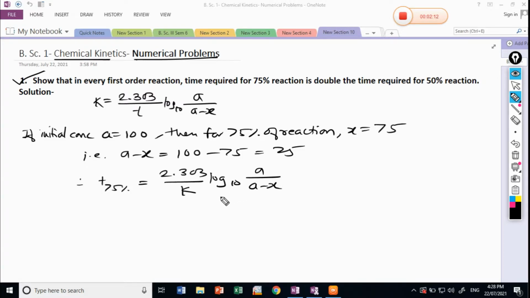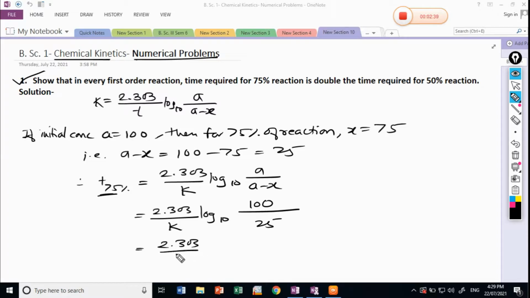Now we have to put the values. We have to calculate t 75%, k remains as it is. So log to the base 10, a is 100, a minus x is 25. So 2.303 upon k log to the base 10, 100 upon 25, 400... okay, so here you will get 4.